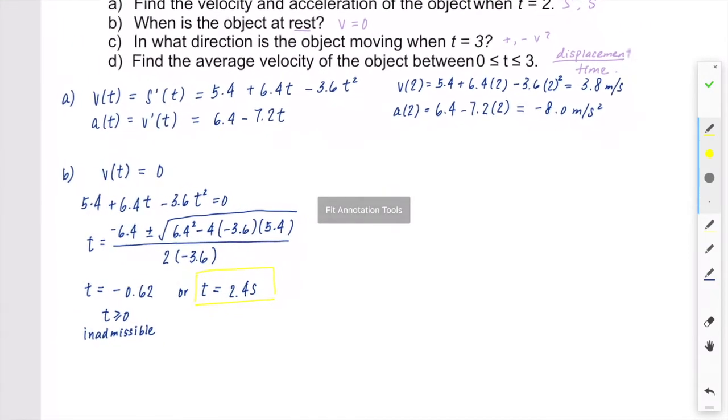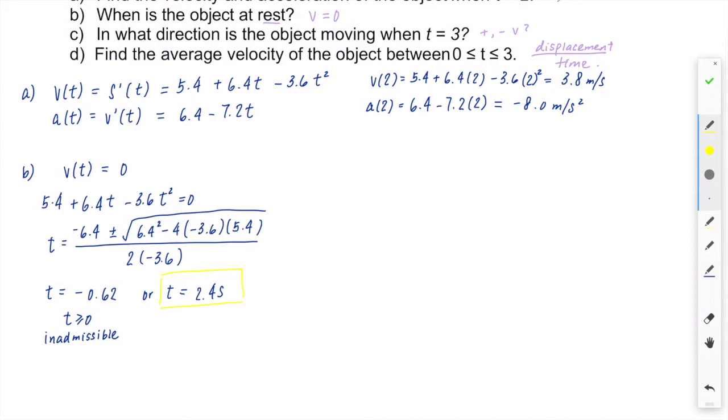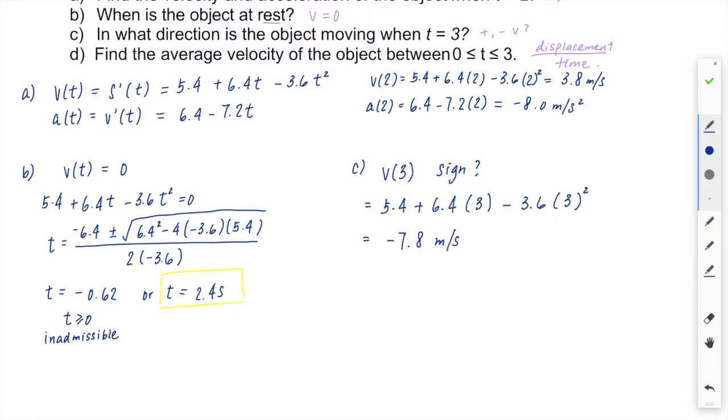Part C, in what direction is the object moving when t is equal to 3? That's good because this gives us a specific time that we're looking for, and all we care about is the positive or negative sign at 3 seconds. Okay. Let's plug this in. We have 5.4 plus 6.4 times 3 minus 3.6 times 3 squared. It works out to negative 7.8 meters per second.